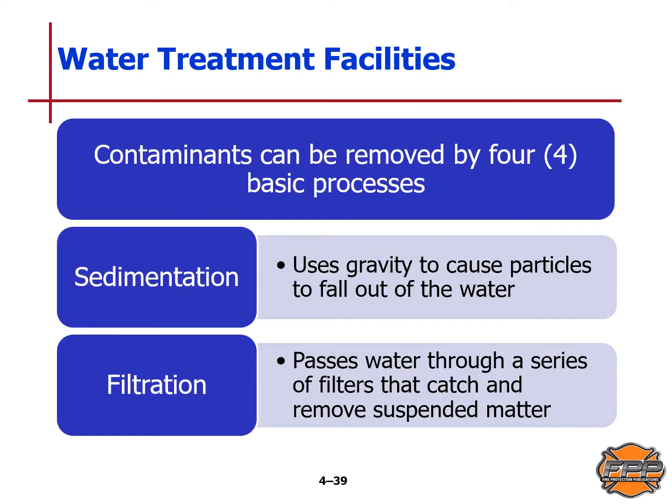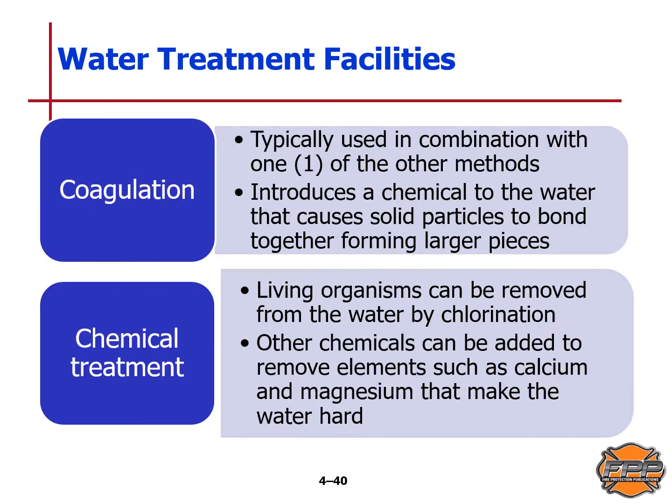Water treatment facilities. With a water treatment facility, contaminants can be removed by 4 basic processes. The first is sedimentation, which uses gravity to cause particles to fall out of the water. Filtration passes water through a series of filters that catch and remove suspended matter. Coagulation is typically used in combination with one of the other methods, and it introduces a chemical to the water that causes solid particles to bond together, forming large pieces.